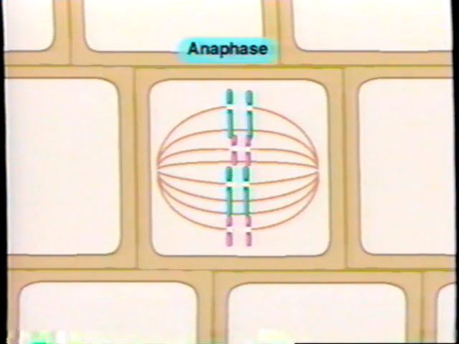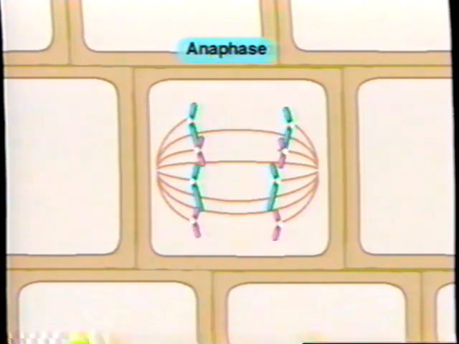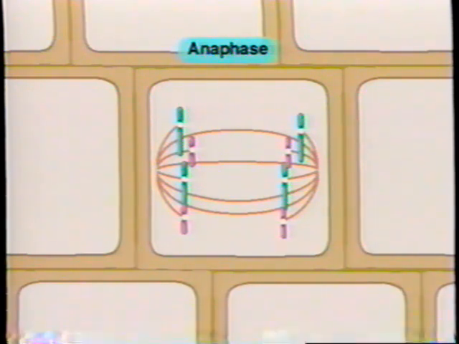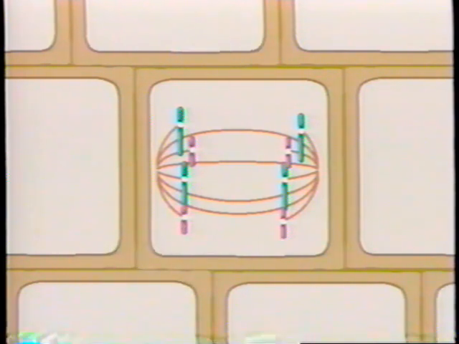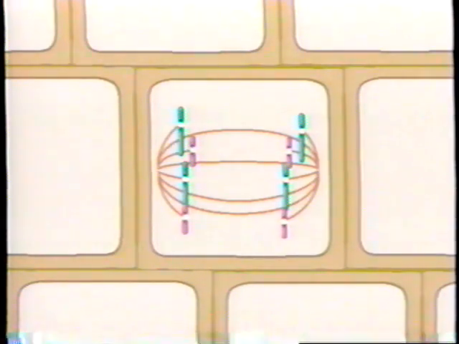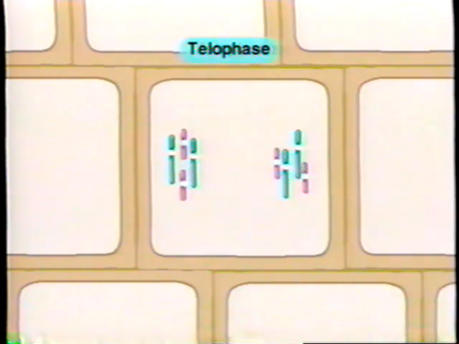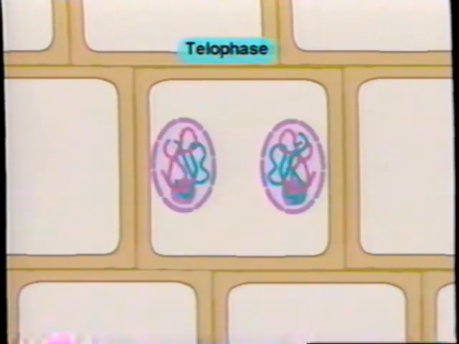Anaphase begins when the kinetochore fibers shorten, separating the sister chromatids and pulling them to opposite poles. By the end of anaphase, the 2 identical sets of single-stranded daughter chromosomes have moved to opposite poles. During telophase, the spindle apparatus disappears, and each set of daughter chromosomes is surrounded by a nuclear envelope. The chromosomes uncoil and again become the thread-like strands called chromatin.